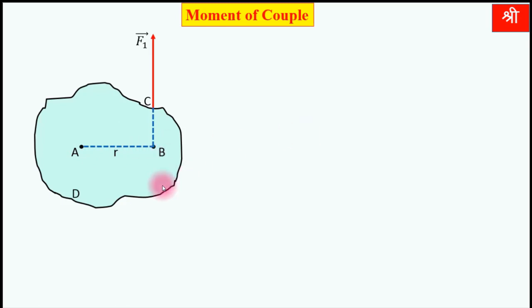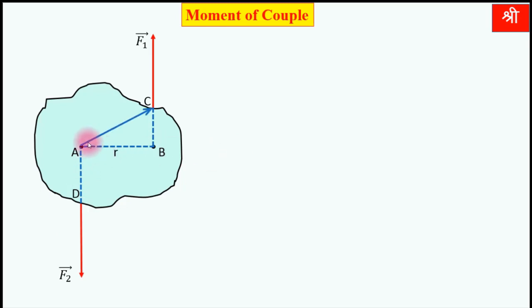Similarly, consider one more point D on the surface of the body. Again, suppose there is a force F2 acting at that point in the opposite direction. Opposite means this vector F2 is opposite to vector F1. Here in the figure you can see vector F1 is upward while vector F2 is downward. Again, join this line AD and you will see that this force F2 is perpendicular to line AB. So both the forces, vector F1 and vector F2, are perpendicular to AB.